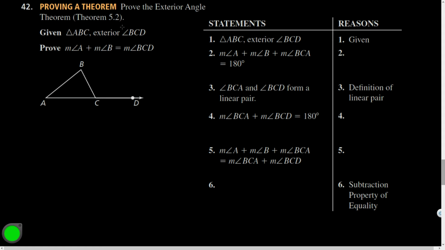We'll see. So given there's a triangle and a cool exterior angle, let's prove that the two remote interior angles add up to be that exterior angle. So they gave me some given information. We know how to do that. Then they said this: measure of A plus measure of B plus measure of BCA equals 180 degrees. How do you think they got that?